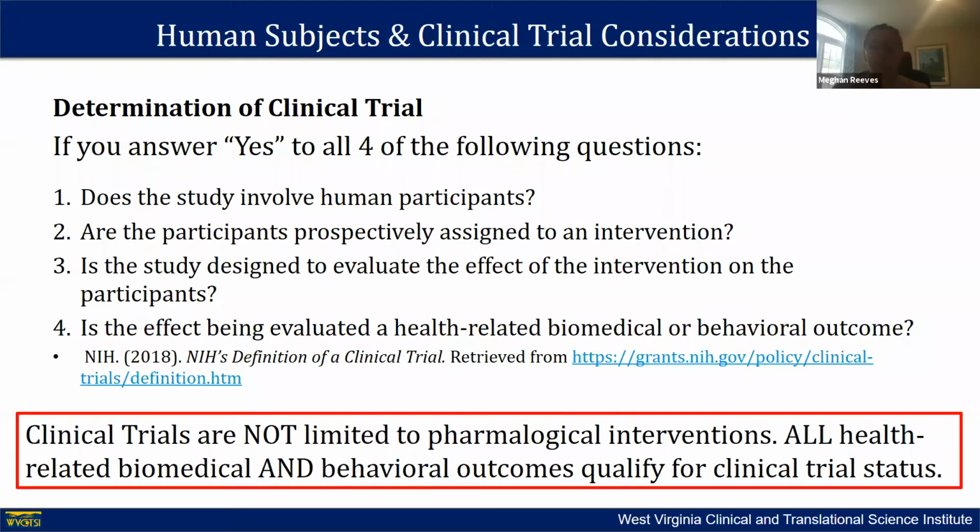In the past, I think people kind of thought of clinical trials as specific to drugs or devices, but really now it's expanded to include biomedical and behavioral outcomes. There might be anything where you're introducing a new intervention to somebody and you're going to be measuring a health outcome related to that. It now meets the definition of a clinical trial.